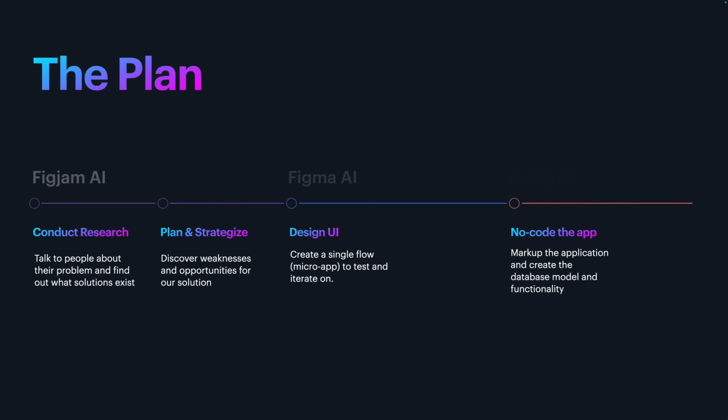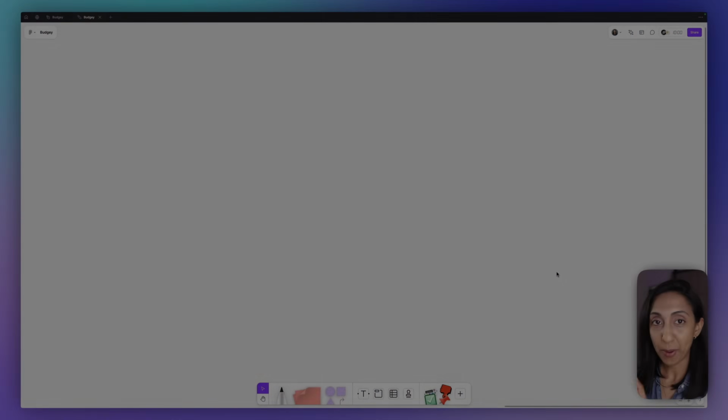The first two parts will be done in Figma AI. Then we'll move into Figma AI and then Buzzy AI. This is an in-depth tutorial, so make sure to watch to the end and save if you need to come back later. So I'm going to kick this off with some user research and opening up a FigJam file.